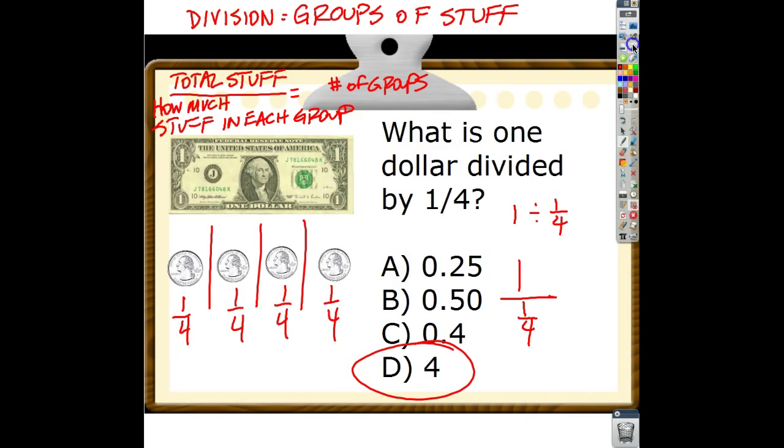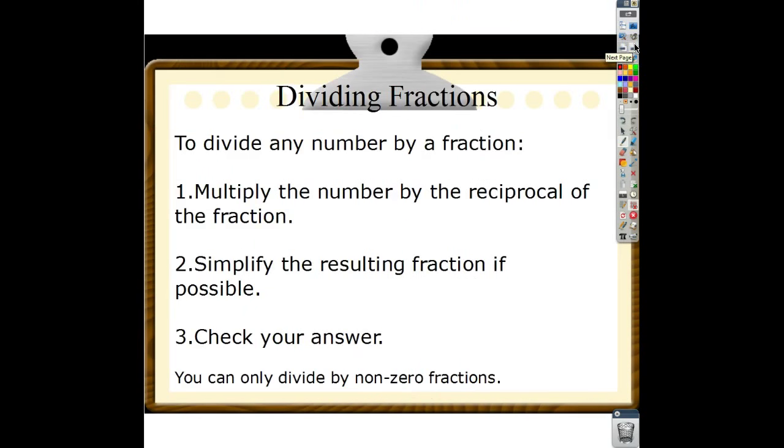All right, so here's some ideas about how to divide fractions. I would definitely write this down so that if you get stuck, you can go back. To divide any number by a fraction, we're actually going to multiply the number by the reciprocal of the fraction. Then we simplify the resulting fraction if possible, and then we check our answer. We can also only divide by things that aren't 0.